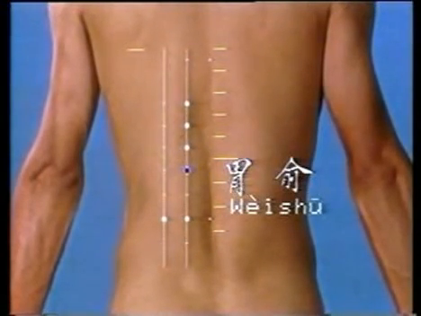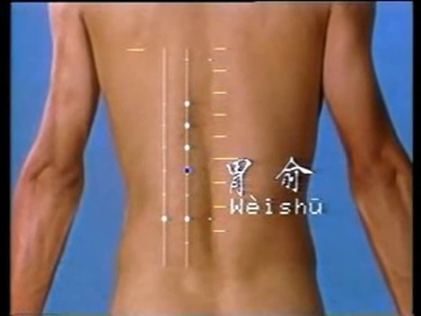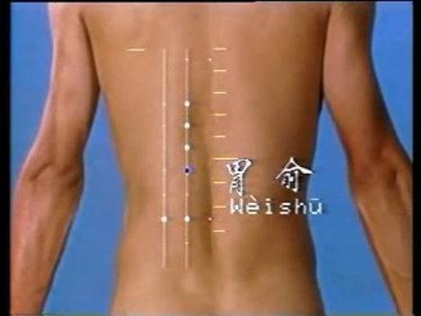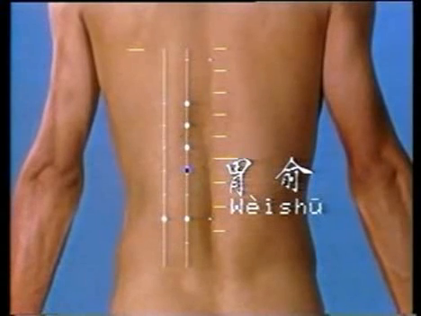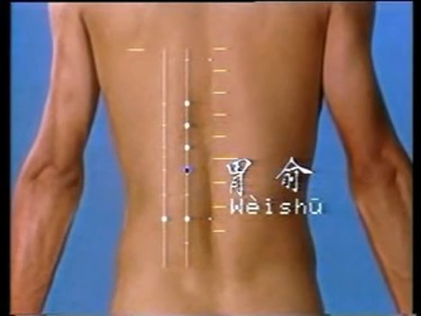Weishu, bladder 21. On the back, below the spinous process of the 12th thoracic vertebra, 1.5 Cun lateral to the posterior midline. Indications: epigastric pain, vomiting, poor appetite, diabetes, and malnutrition. Puncture 0.3 to 0.5 Cun, apply 3 to 5 moxicones, or 10 to 30 minutes moxibustion.